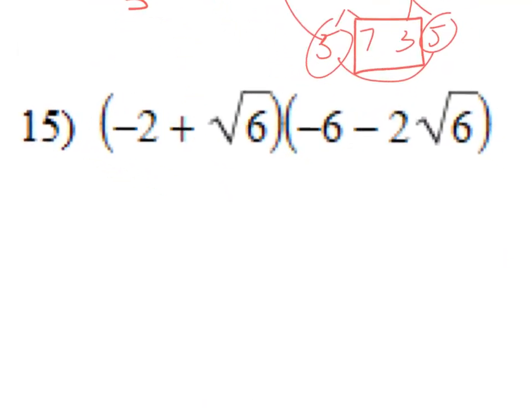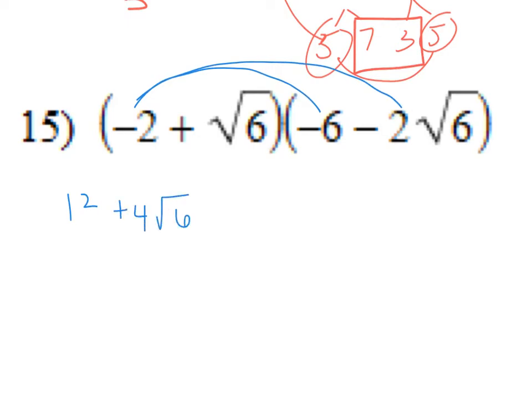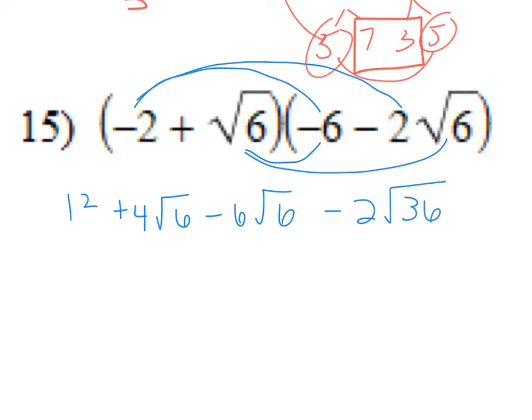Okay, so on this guy, we're going to do some foiling. So negative 2 times negative 6 is 12. Negative 2 times negative 2 root 6 is positive 4 root 6. Distribute here and get negative 6 root 6. And then distribute here and we get negative 2 root 36. Again here, the square root of 36 is just 6. So 2 times 6 is 12. So in this case, the 12s actually cancel each other out.